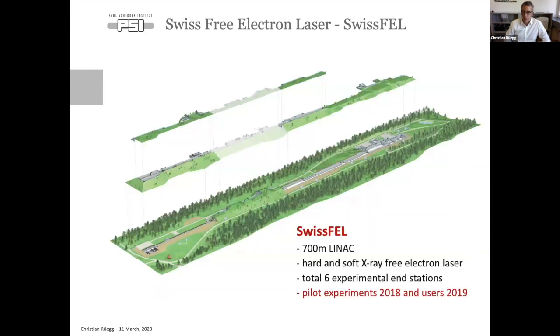That's how it looks. It's 750 meters, and I can just run you quickly along the tunnel and you can see how it looks inside.